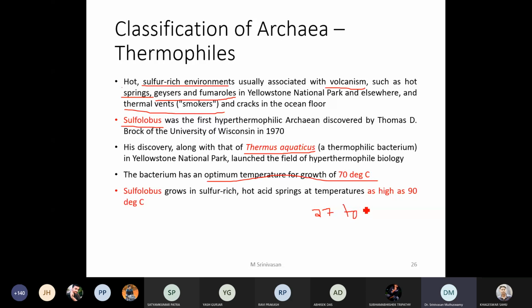Based upon temperature also, we classify organisms into different categories like mesophiles, thermophiles, and so on. These are among the physiological factors, but we won't see them in detail. So Sulfolobus grows at as high as close to 90 degrees Celsius in sulfur-rich hot acid springs. So this is all about the thermophilic microorganisms.